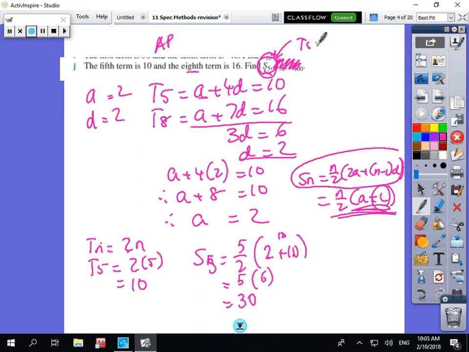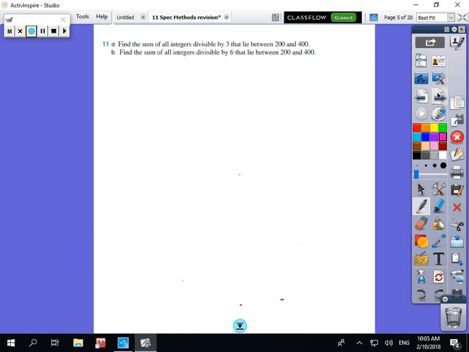Okay, find the sum of all integers divisible by 3 between 200 and 400, and we'll do the second one as well. Okay, so have a go, and then come back when you're ready.